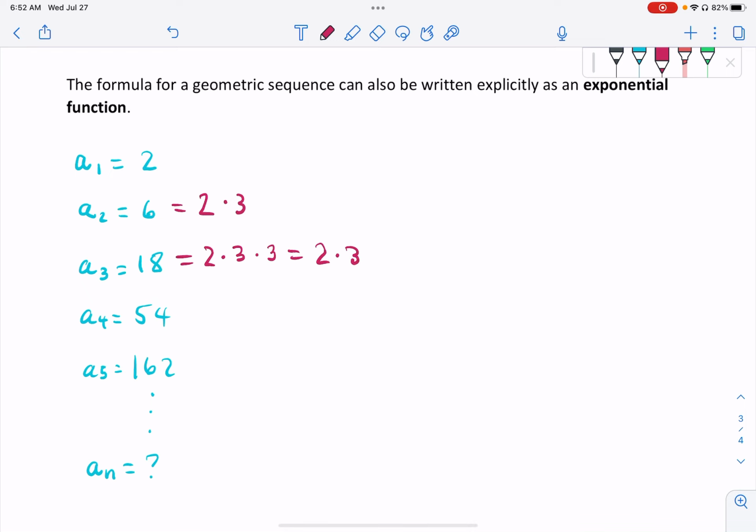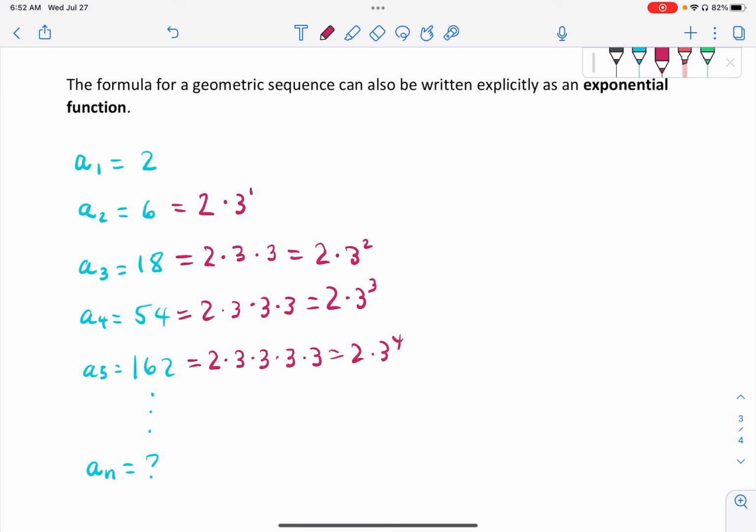Okay, here's another way to write that. So 2 times 3 squared, just like this one would be 2 times 3 to the first power. And now this 54 can be written as 2 times 3 times 3, and then you multiply it by that common ratio, which is 3 again, which is 2 times 3 to the third. So 3 to the third is 27. That's all of these 3's that are right there, and then you multiply that by 2, and you get your 54. Can you see where this one's going? This one's going to be 2 times 3 times 3 times 3 times one more 3. That's going to be 2 times 3 to the fourth there.